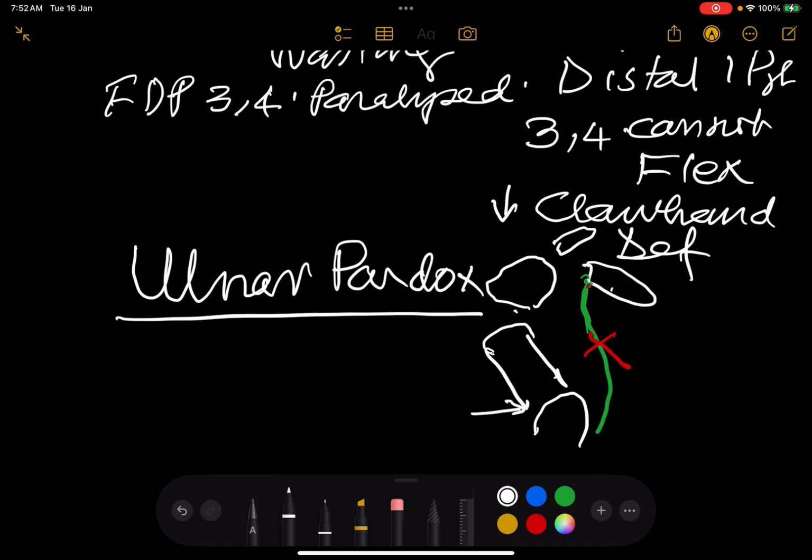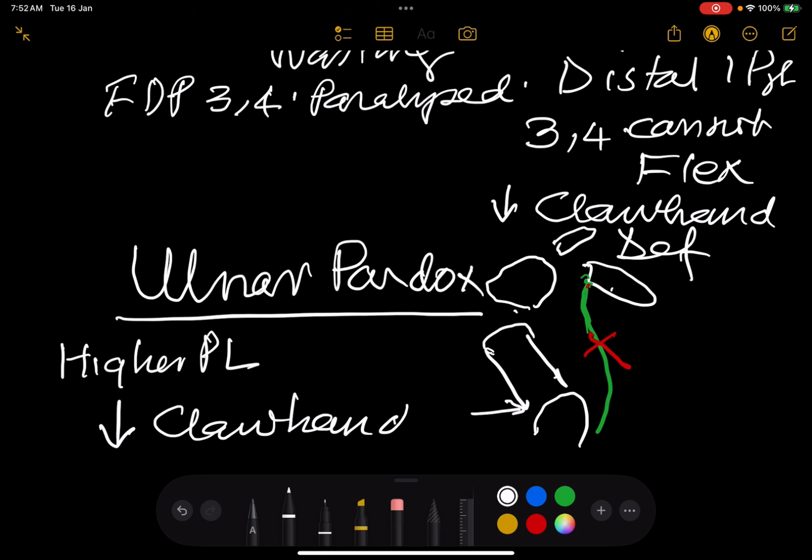Normally, higher paralysis should cause more deformity. But here, the higher paralysis is decreasing the claw hand deformity because of inability to flex the DIP joint. This is the ulnar paradox. Higher paralysis decreases claw hand deformity because the DIP joint, the distal interphalangeal joint, cannot flex.